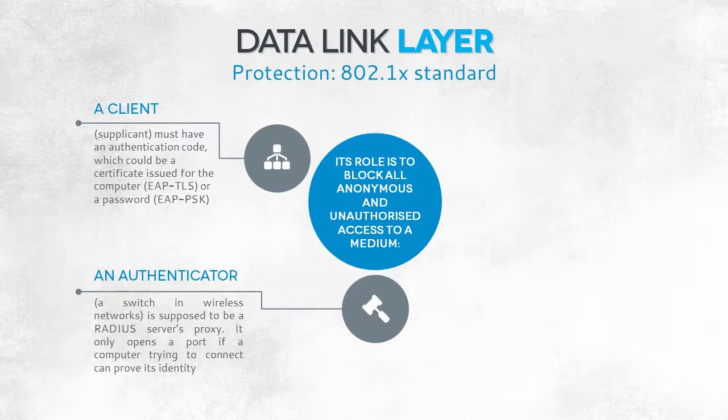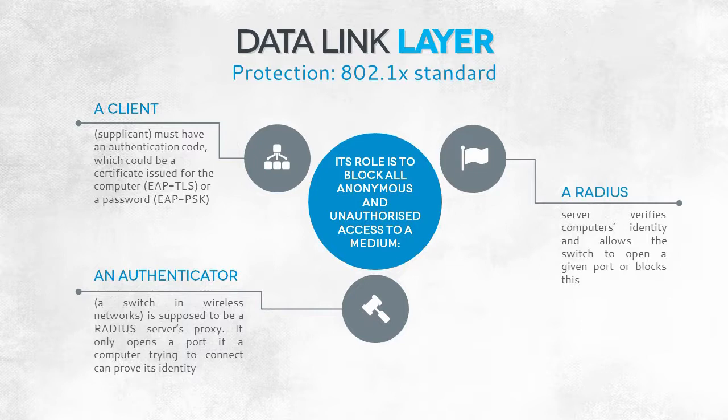Before the green light lights up, the authenticator will ask you to send some certificates. More specifically, the EAP protocol, which we'll discuss later on. Next, the authenticator will forward these certificates to the Radius server. The server will verify whether the computer sent the required certificate, and if so, it will unblock the switch port. Only then will the computer get access to the network.